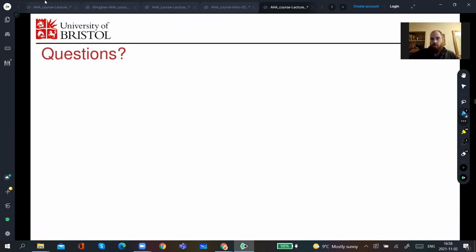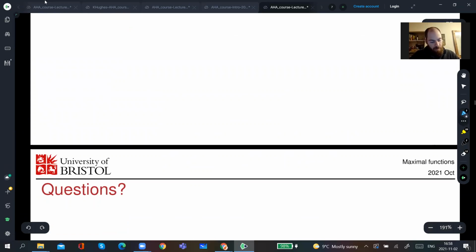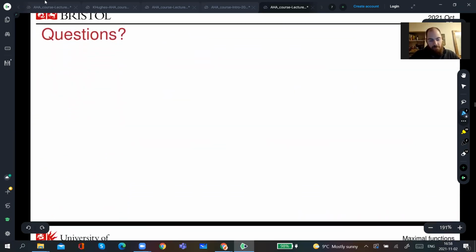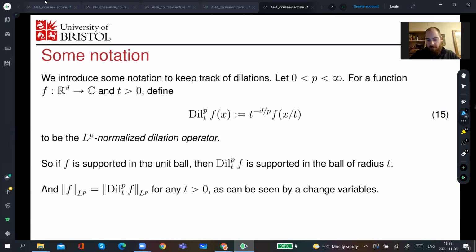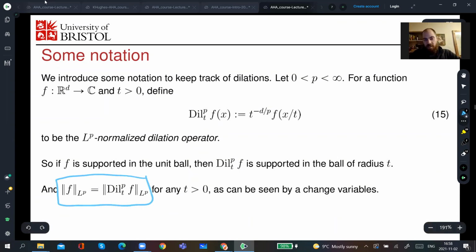Okay, just take a moment to catch my breath. Let's go on a little bit further before we move to the next lecture. So for this, I need a little bit more notation. I'm going to introduce these dilation operators that are LP normalized. They just help me keep track of when the LP norm of a function is equal to a certain dilate.